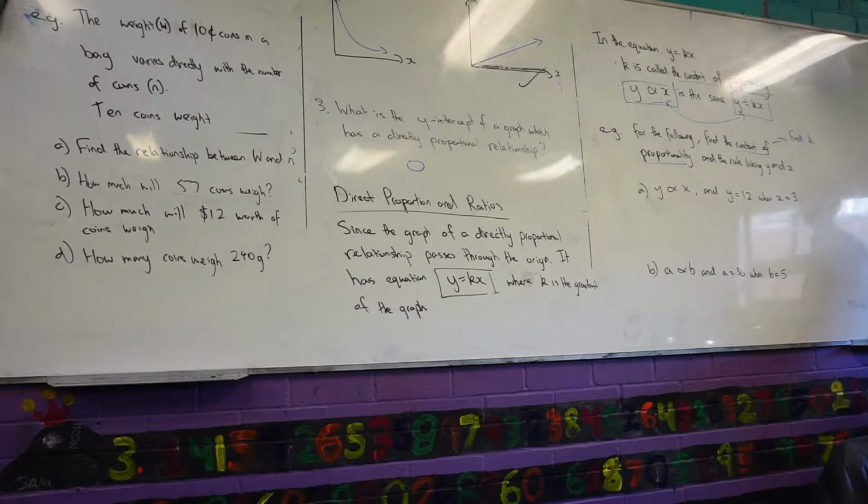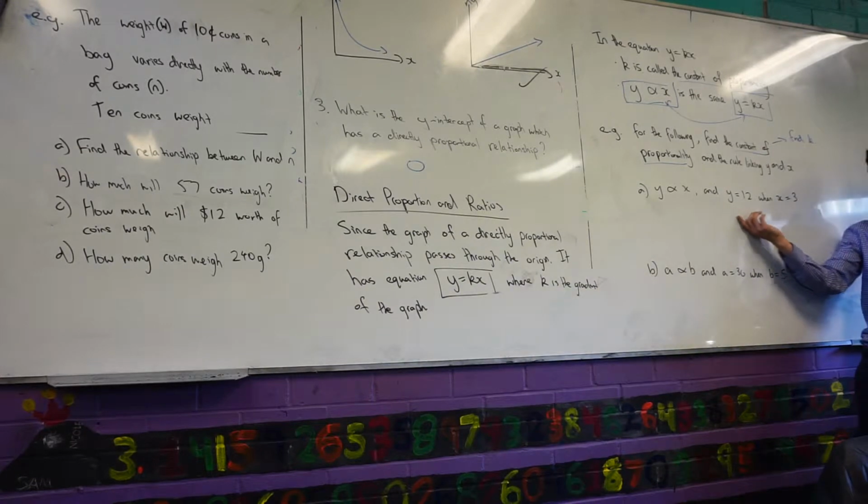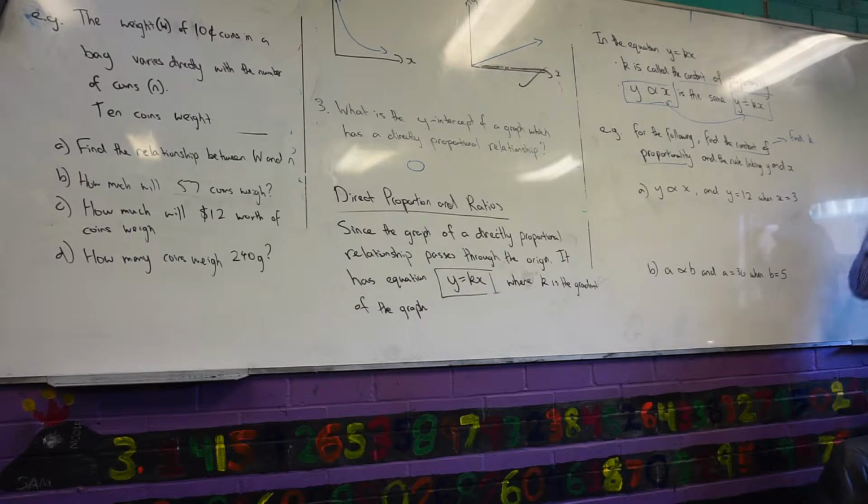How are we going to go about doing that? Well, they actually give us some information here. In mathematics, all we're doing is we're given some things and we want to find out the things that we don't know from them. I've been given y equals 12 and x equals 3, and obviously I'm trying to find k. So how do I go about this?